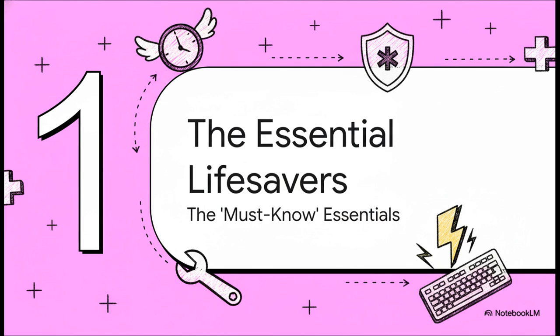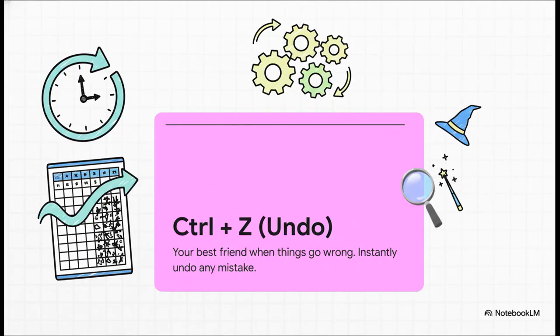First up, the essential lifesavers. Seriously, think of these as your emergency toolkit, the shortcuts that are going to save you time and, trust me, a ton of headaches. And kicking things off is your new absolute best friend, Control+Z, the undo command. Did you just accidentally delete an entire column of data? No sweat. Mess up a really complicated formula? Just hit Control+Z. It's literally like having a personal time machine for your spreadsheet. You can just instantly go back and fix any mistake.